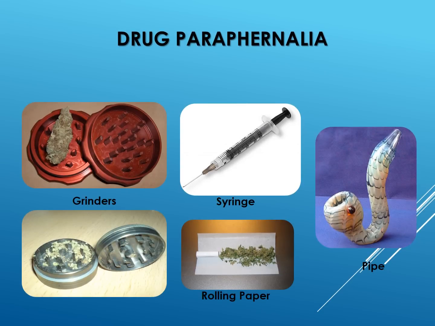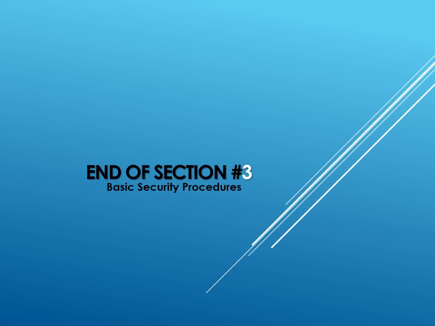Drug paraphernalia: grinders, syringe, rolling paper, pipe. End of Section 3. Basic Security Procedures.